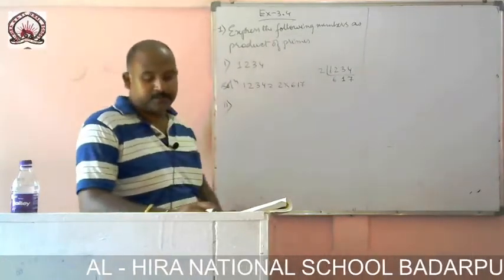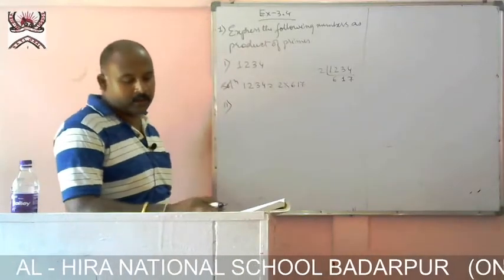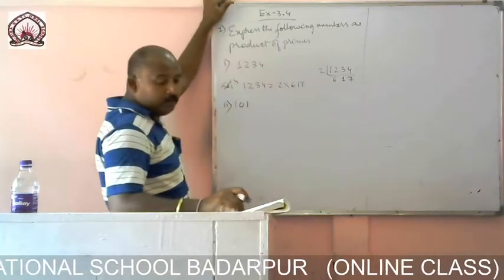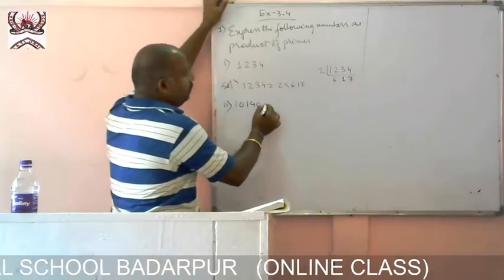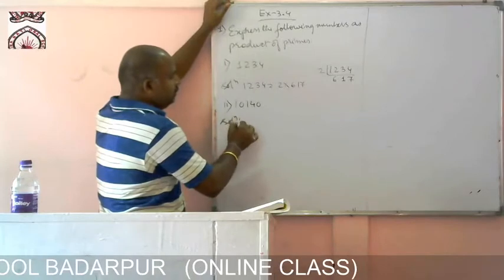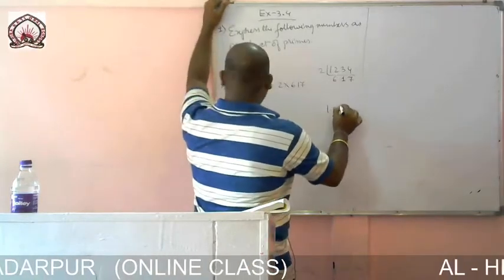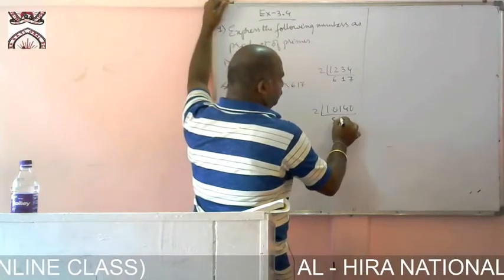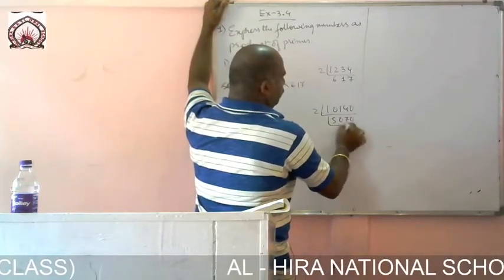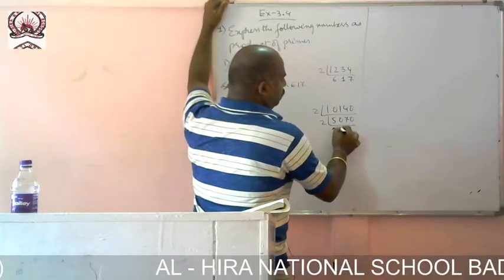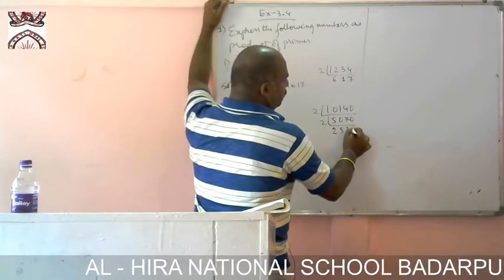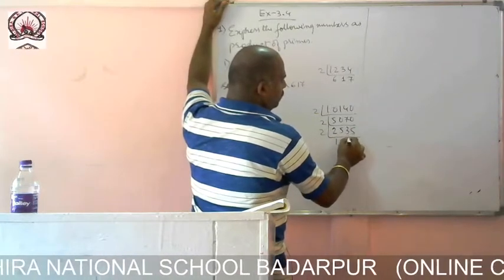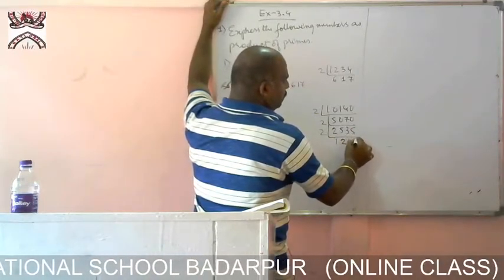Let us take number 2. What have they given you? 10140. Now the solution for this number, 10140. If I divide it by 2, we get 5070. If I divide it by 2 again, we get 2535.